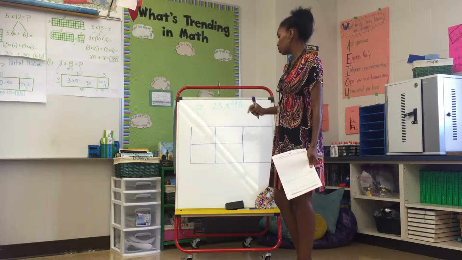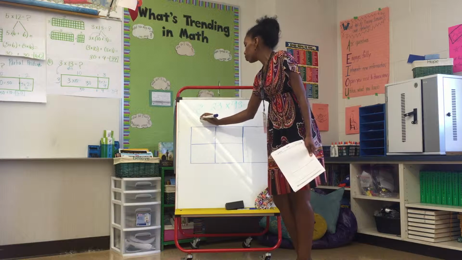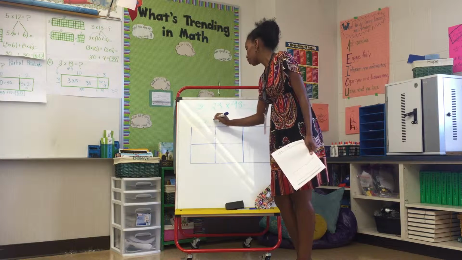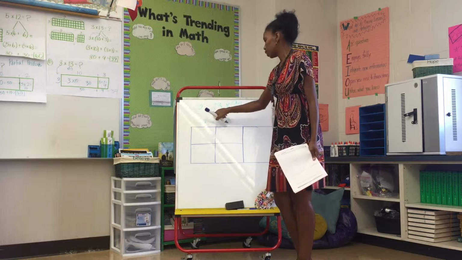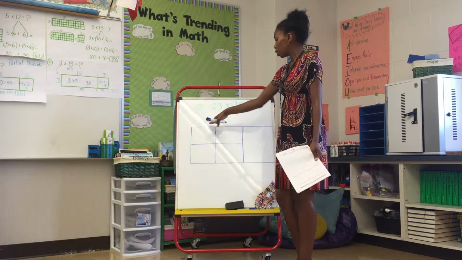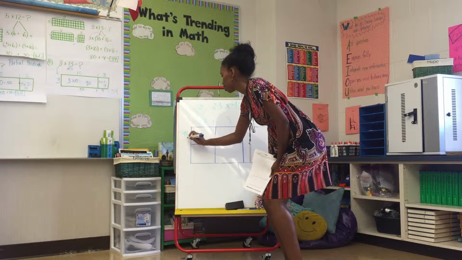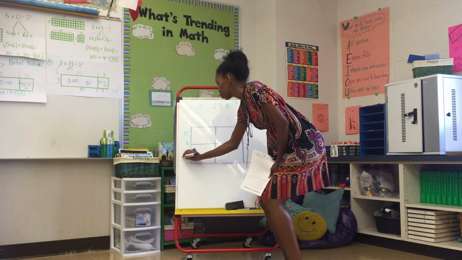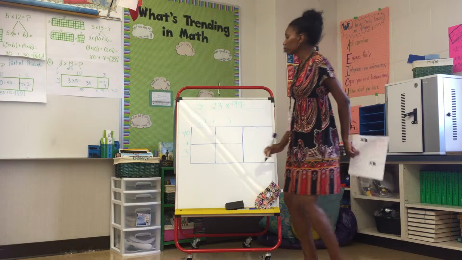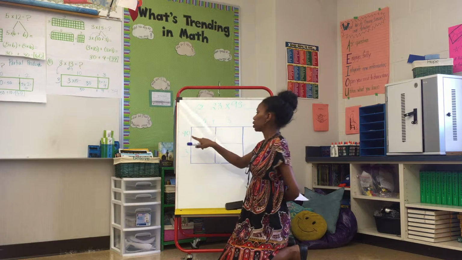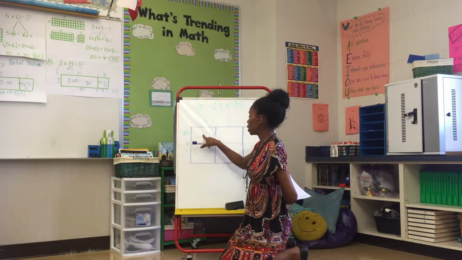When I get ready to add all these zeros, 0 plus 0 plus 0 plus 0 plus 0, I get 0. 0 plus 2 plus 5 plus 4, that's 7 plus 4, which is 11, carry my 1. 1 plus 4 plus 3 would be 8. So my final answer would be 810.